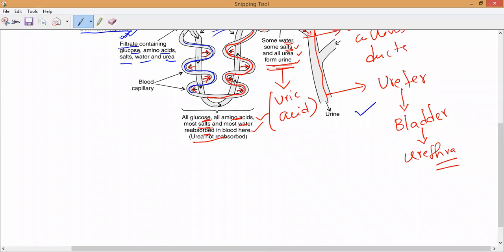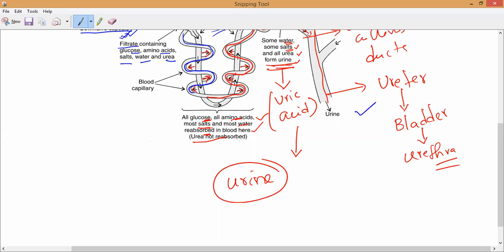And most probably they will ask you the question, what are the substances of urine? Can anybody say? Dina, Padmavarshini, anybody? What are the substances of urine? Water, salts. Contain and what? Some amount of water, some salts, and urea.